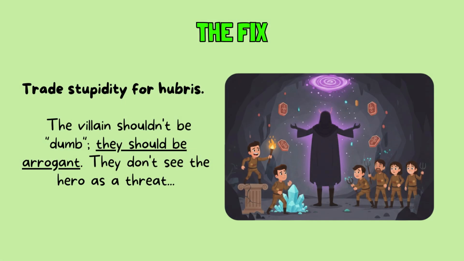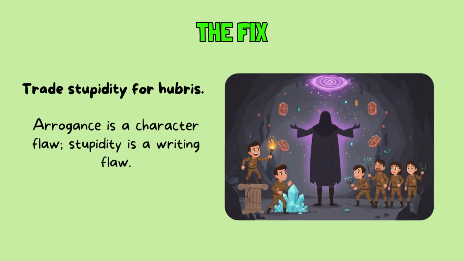The villain shouldn't be dumb, they should be arrogant. They don't see the hero as a threat, or they are so hyper-focused on their grand plan that they miss the small, grassroots rebellion happening right under their nose. Arrogance is a character flaw. Stupidity is a writing flaw.